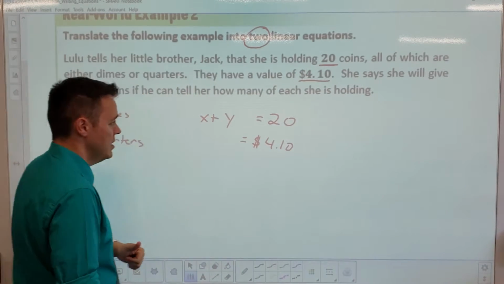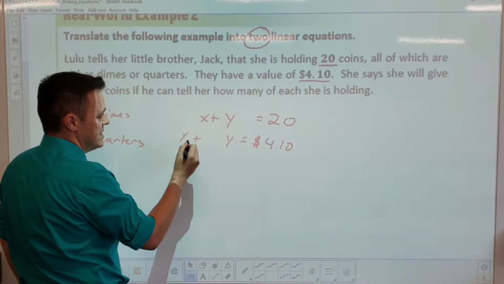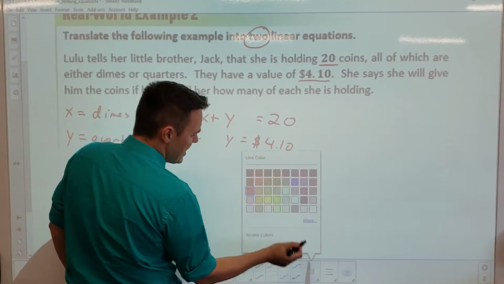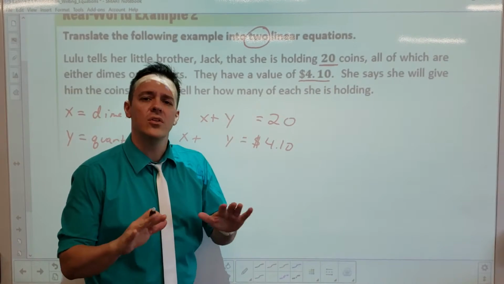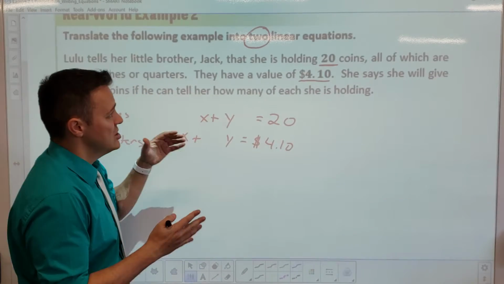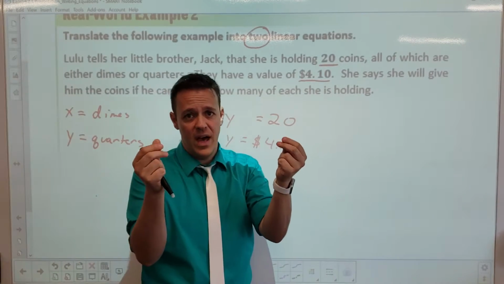How many do I got? 20. Now your other equation is going to be y, and it's going to be the same setup, but I had students today tell me, oh, where do you put the 20 in there somewhere? No, you don't, okay? This is two different things. This is coins. This is the value, okay?